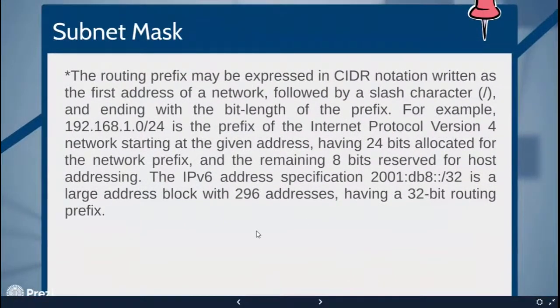Okay, so CIDR, the routing prefix may be expressed in CIDR notation, written as the first address of the network, followed by a slash character and ending with the bit length of the prefix. For example, 192.168.1.0/24 is the prefix of the IP version 4 network, having 24 bits allocated for the network. Okay, I just explained it.